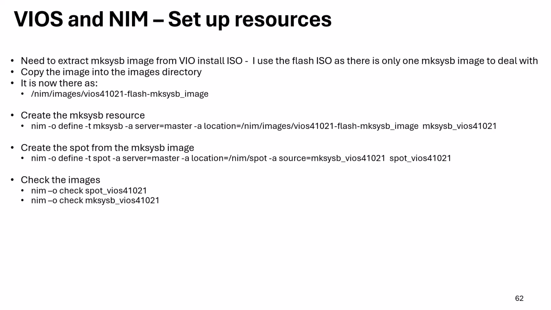That Flash ISO I download and I copy it into my images directory, which is /nim/images. I then create a mksysb resource from it and give it a name, and then I will define the SPOT that I need to use for NIM with the source of that mksysb image. So you'll notice that there's no LPP or anything associated, it's just the mksysb and the SPOT, and then I always run nim -o check against the SPOT and the mksysb just to make sure that there are no issues with them.